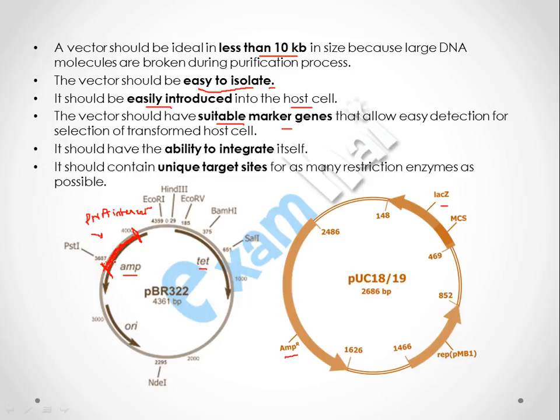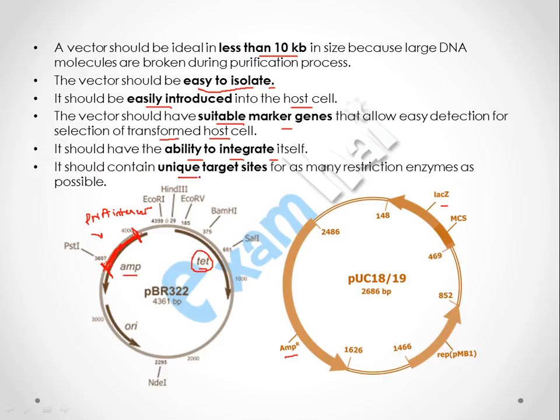Now, because the ampicillin gene present on this side has been removed, this plasmid would not be able to resist ampicillin, but it would be able to resist the tetracycline antibiotic. So this antibiotic resistance is used for the selection of the transformed host cell. The vector should also have the ability to allow the foreign DNA to insert into it and integrate itself.